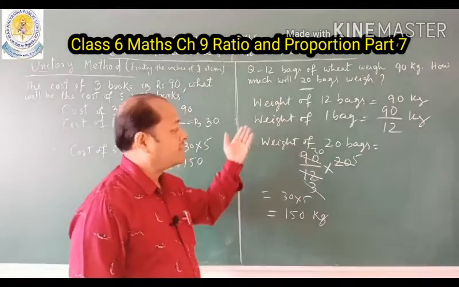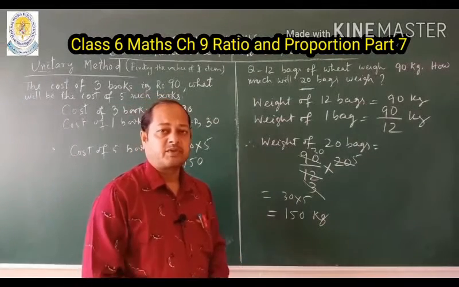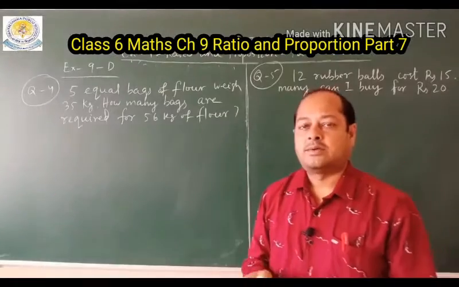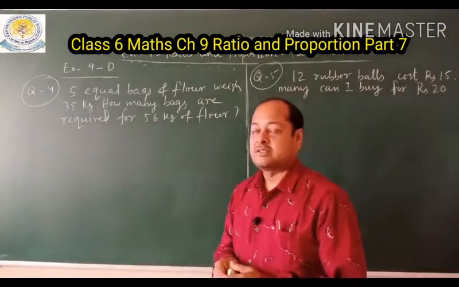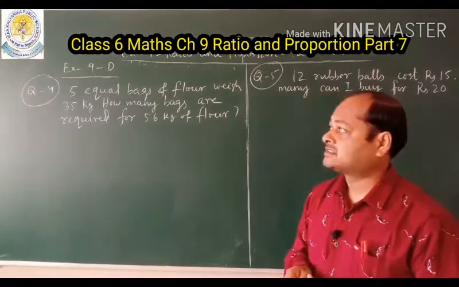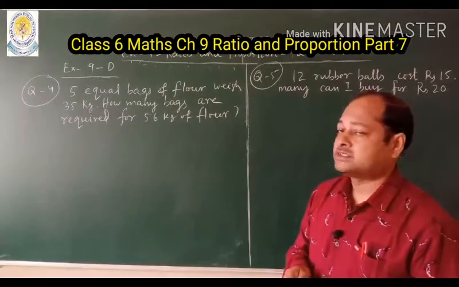Okay, so likewise we can easily simplify using the unitary method. This is the chapter, ratio and proportion. Now coming to the next question from exercise 9D. So we are going to solve exercise 9D and the question number is 4.